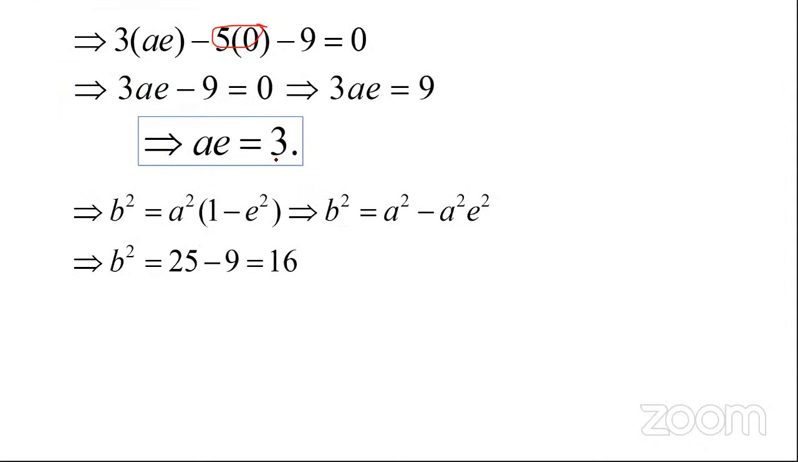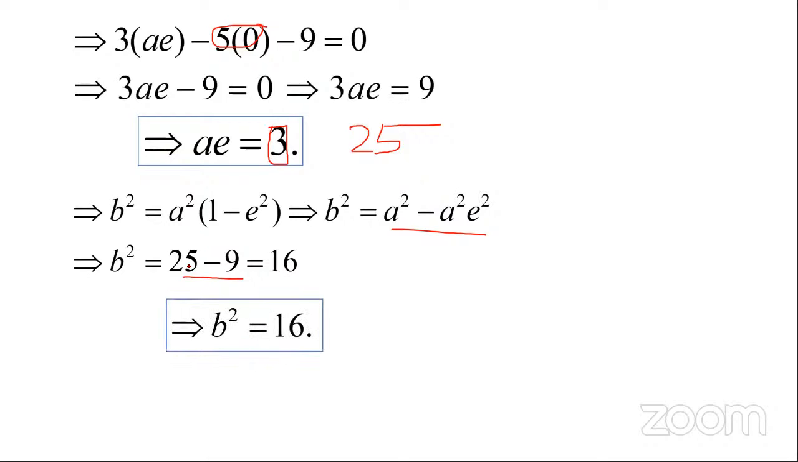Then from that one, you can find the b value. The relation is b square equal to a square of 1 minus e square. So I'm simply writing a square minus a square e square. The a value is 5, and a square is 25. Minus a square e square, which is 3 whole square, nothing but 9. So b square equal to 25 minus 9, equal to 16. So this is the b square value and the a value is 5.